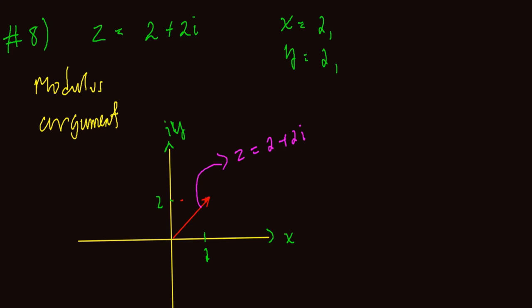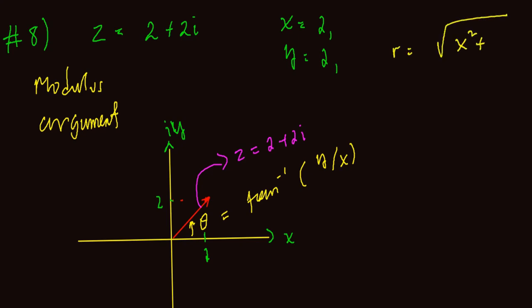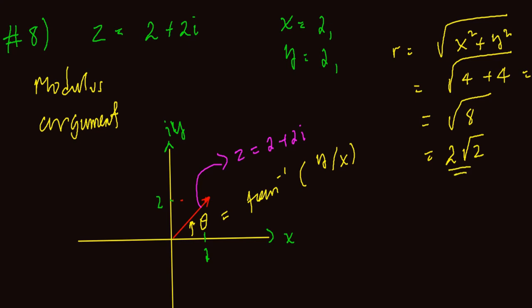Its argument will be this angle, which is given by tan inverse of y over x, and its modulus, the norm r, is equal to the square root of the square of the real part plus the square of the imaginary part. x is 2, so we get 2 squared, 4, and also y is 2, 2 squared, 4. Then this is equal to the square root of 8, and we get 2 times square root of 2 as its modulus.